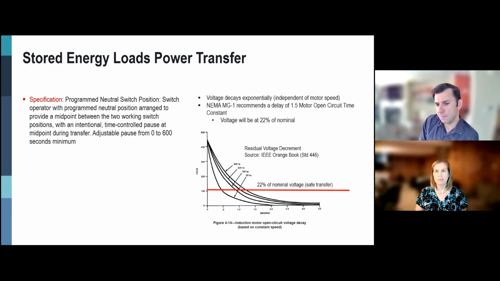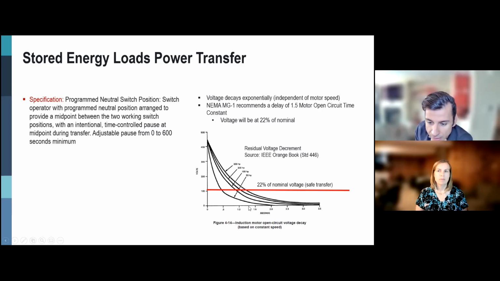And so the recommendation is to wait until that open voltage decays to 22% of nominal voltage. And if we look at this curve from the IEEE Orange Book, if it's a 300 horsepower motor, we'll see that about, what is that?